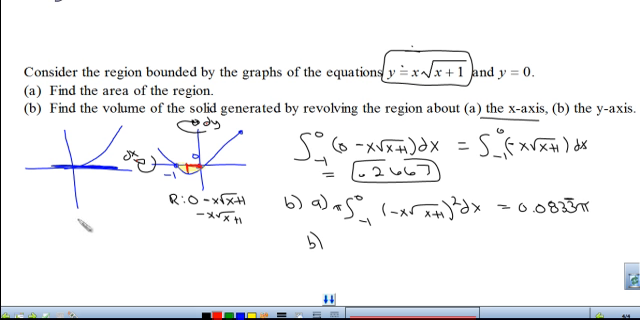So the height is going to be -x square root of x plus 1, because it's the 0 minus x square root of x plus 1. The radius, notice that I'm going to the left, so it's going to be -x. So it's the right minus the left. And my radius is going to be -x.